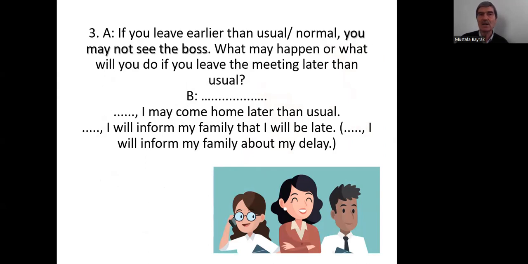What may happen or what will you do if you leave the meeting later than usual? Yes, let's start with the dependent clause. If I leave the meeting later than usual, I may come home later than usual, later than normal. And if I leave the meeting later than usual, I will inform my family that I will be late, or I will inform my family about my delay.